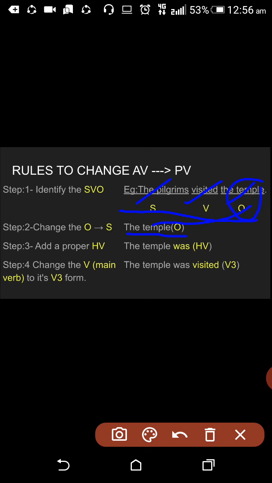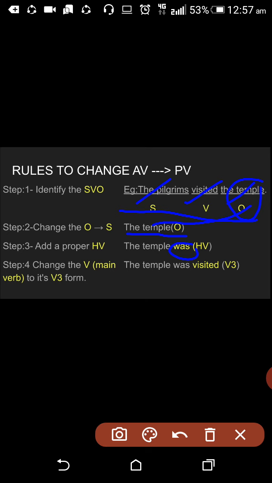Okay, then step 3, add a proper helping verb. You need to add a proper helping verb based on tense. This is very important. That's what I told you earlier, that I will explain this in the next video. See here I have added was, because this is simple past tense. For simple past tense you can either add was or were. Okay, I will explain all these rules in the next video. Here I have added was.